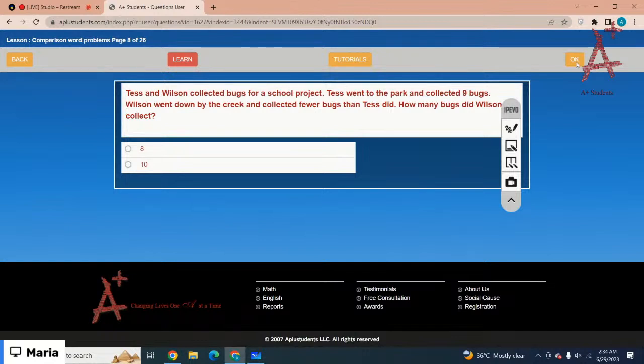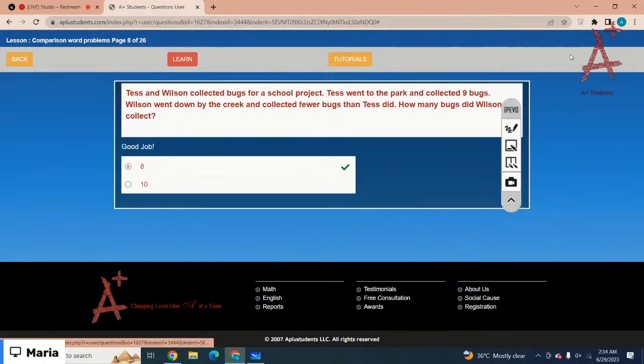Tess collected 9 and Wilson collected less than Tess. That means the number that is less than 9 is the correct option. So which is the correct option? Which number is less than 9? That would be 8. The number that is less than 9 is obviously 8.